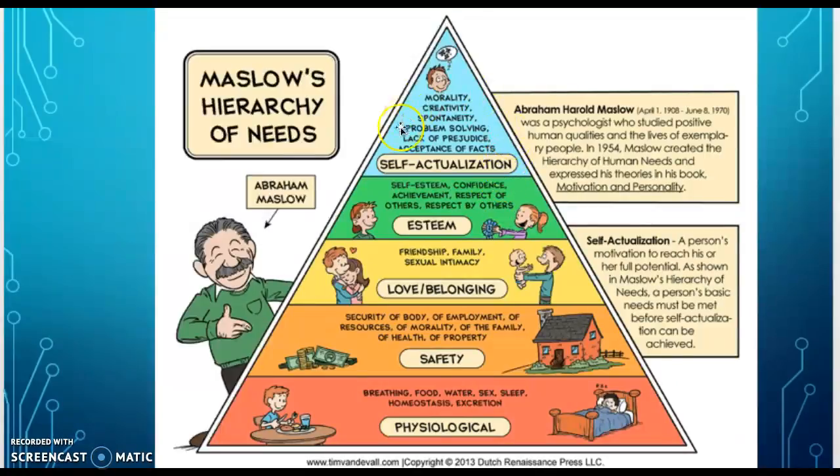And finally, the fifth level, at the top of the pyramid, is self-actualization, which is what all of these four lead to. This is morality, creativity, problem solving, acceptance of facts. And over here, it also describes self-actualization as the motivation where a person can reach their full potential.